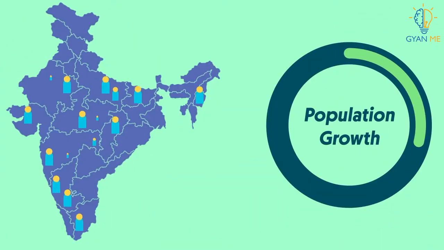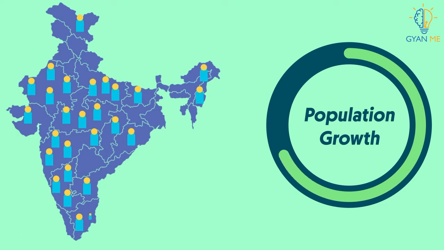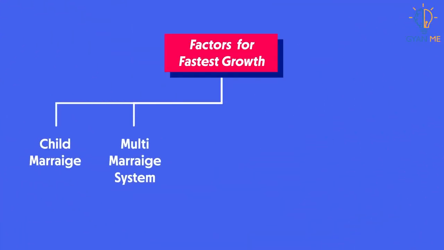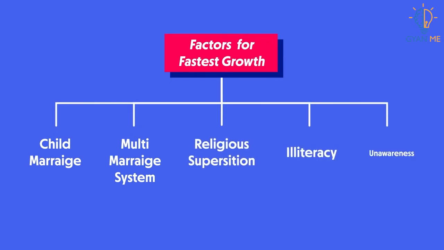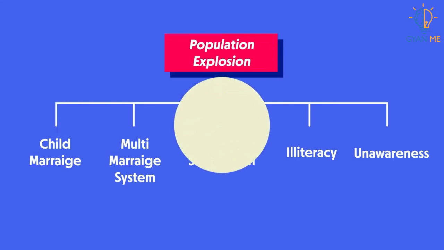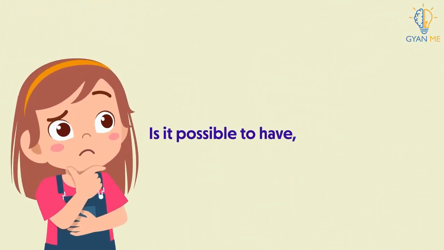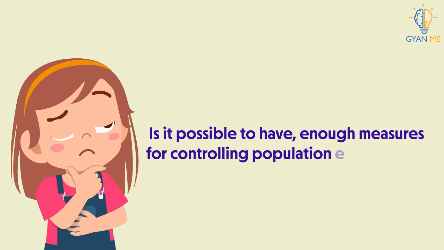Compared to other nations, India has seen the fastest growth in population due to various factors like child marriages and multi-marriage system, religious superstitions, illiteracy, lack of awareness, etc. It is rightly called population explosion. So the question now is, is it possible to have enough measures for controlling population explosion?